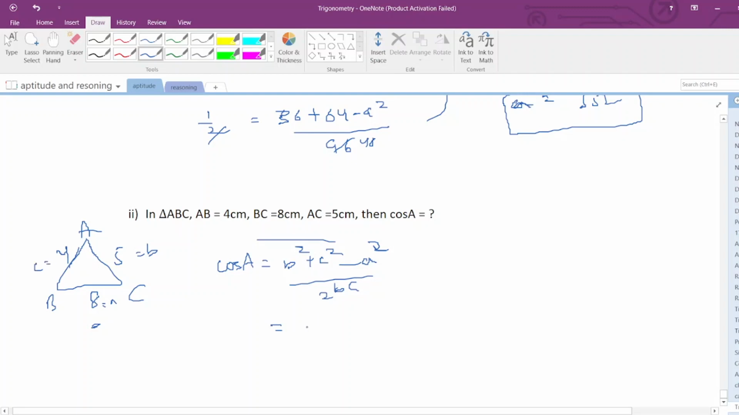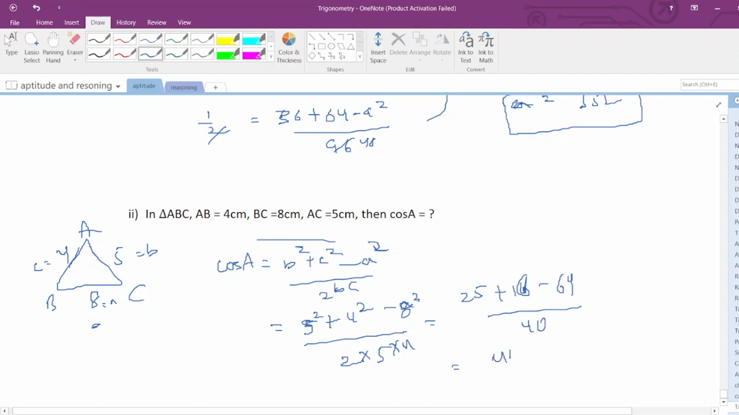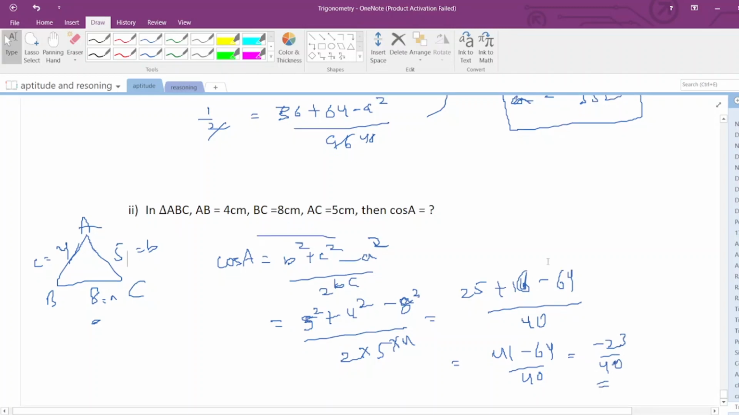So b square plus c square, 5 square plus 4 square minus a square, minus 8 square, by 2 into 5 into 4. 5 square is 25 plus 4 square is 16 minus 8 square is 64, right. Now 2 fives are 10, 10 fours are 40. So 41 minus 64 by 40, which is equal to minus 23 by 40. So the answer is minus 23 by 40.